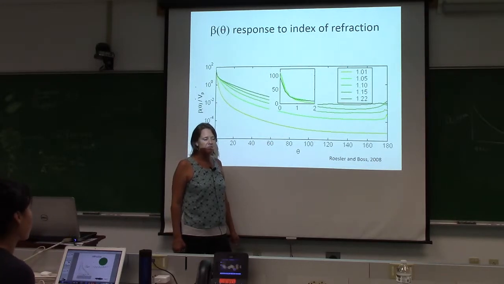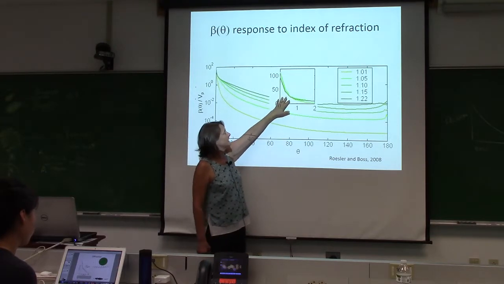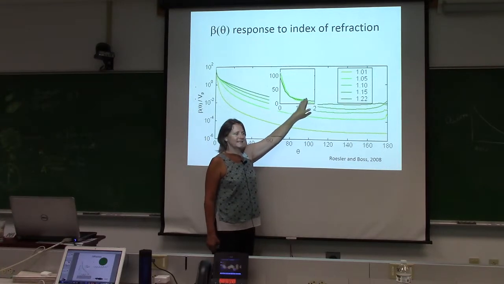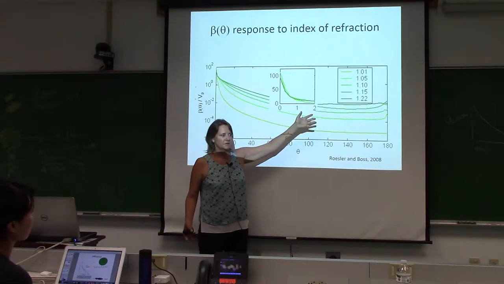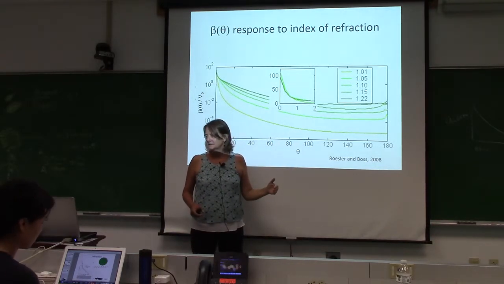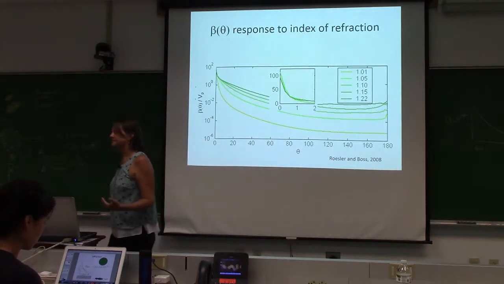So when people design instruments, they look for things like this that you can exploit. And so if you find that a measurement in the far forward direction is insensitive to index of refraction, composition, but very sensitive to size, there is your opportunity to design a particle size analyzer.